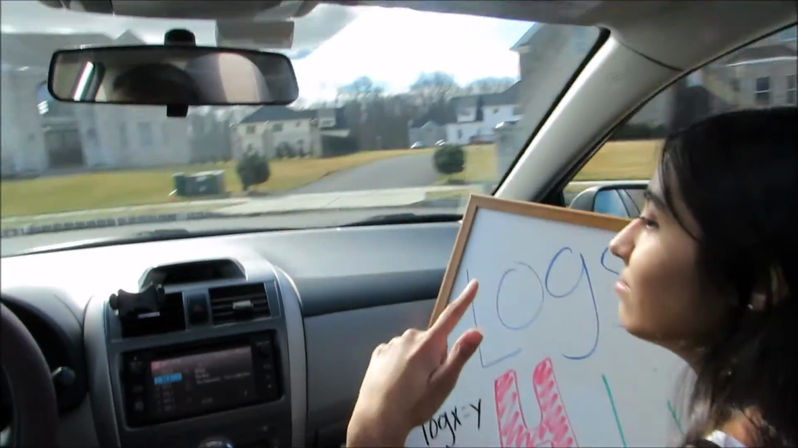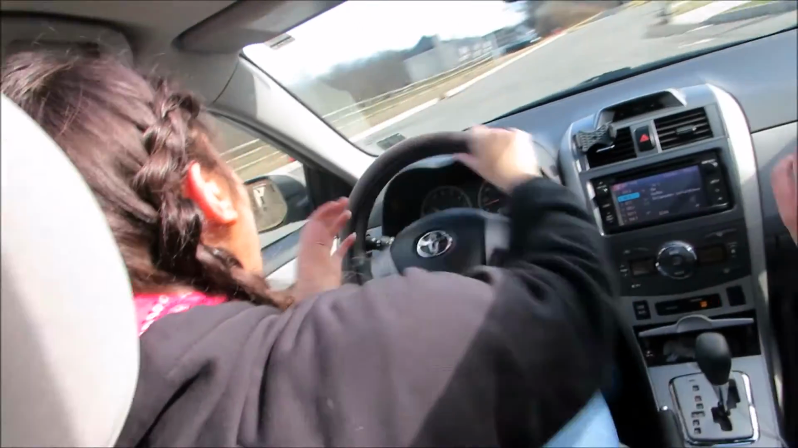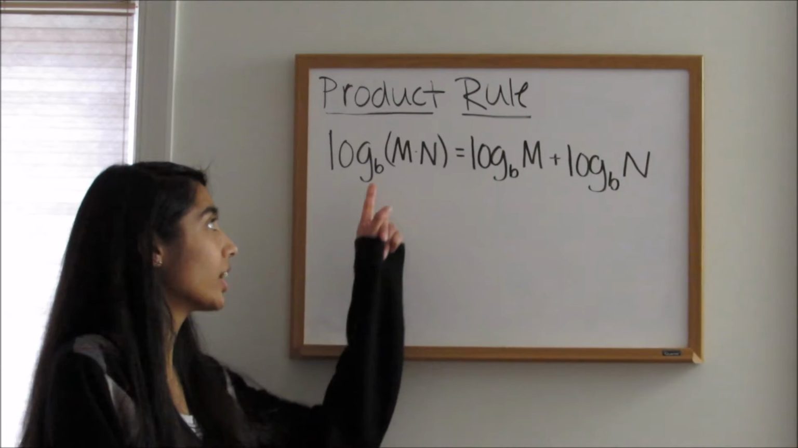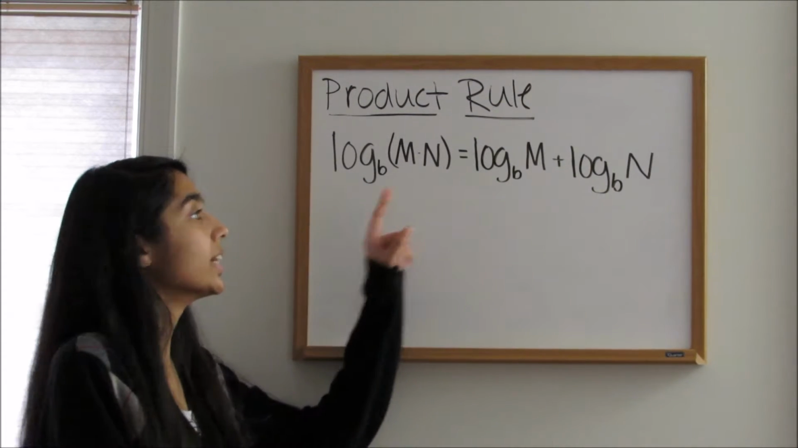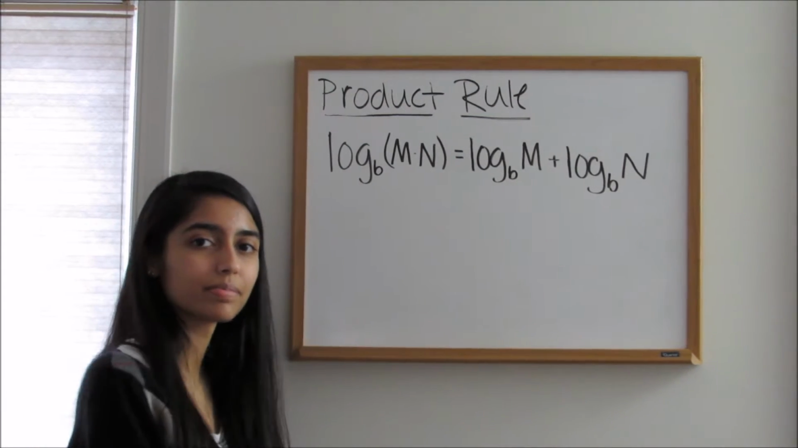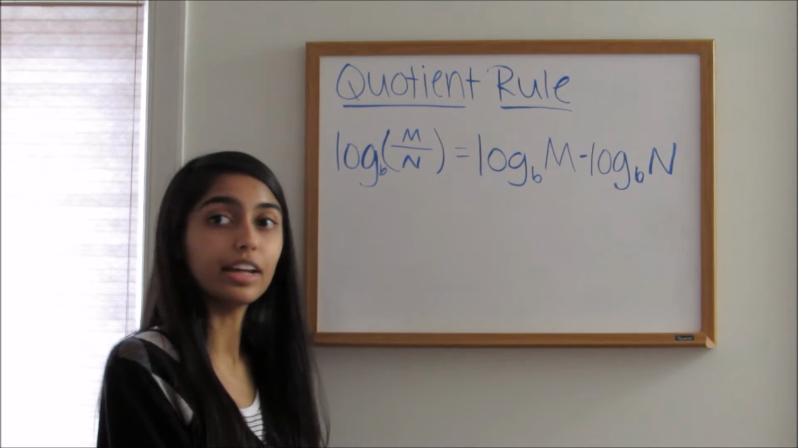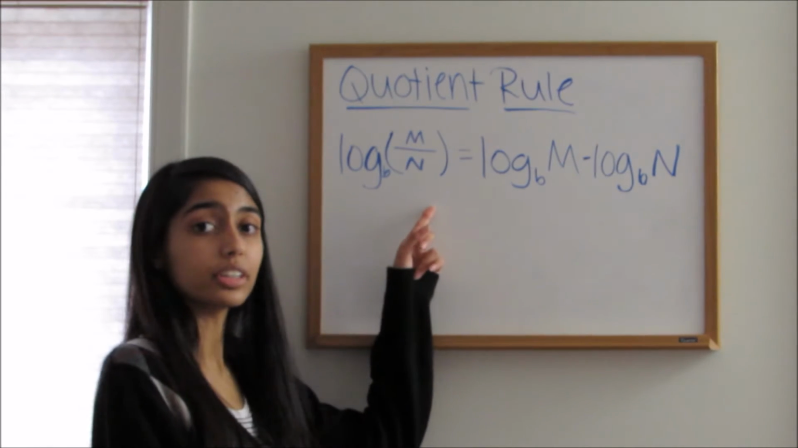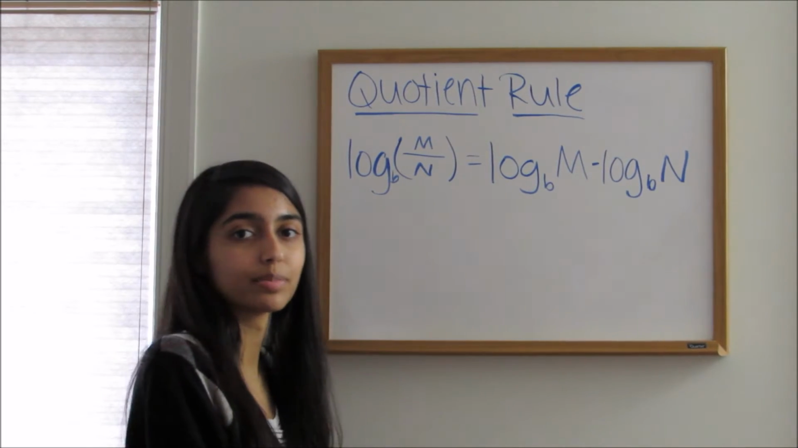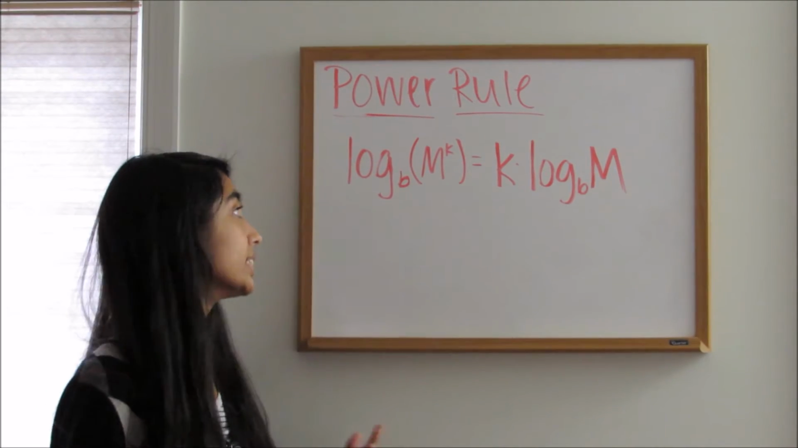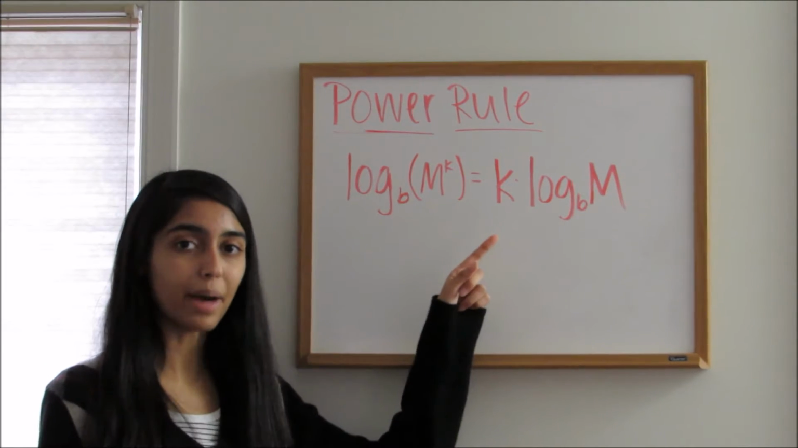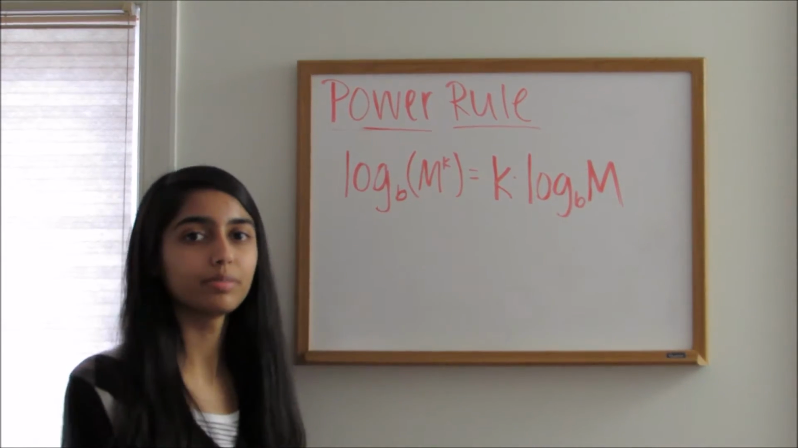But now let's get a little more involved and look at the 7 main rules. The product rule states that when you take the log of the product of two numbers, it's the same as taking the log of each number separately and adding them. The quotient rule states that if you take the log of a quotient, it is equal to taking the log of the numerator minus the log of the denominator. The power rule states that if you take the log of a number to a power, it's the same as multiplying that power by the log of that number.